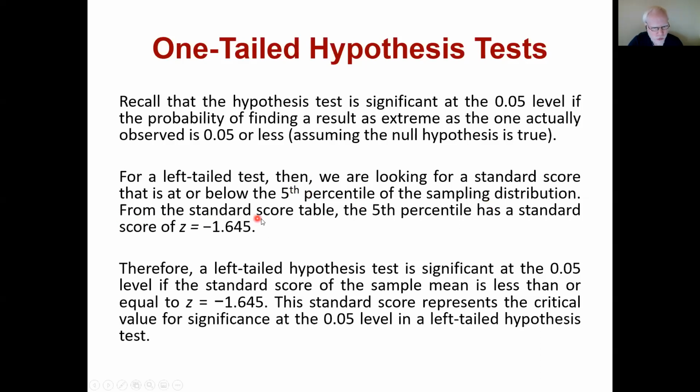From the standard score table, the 5th percentile has a standard score of minus 1.645. So therefore, a left-tailed hypothesis test is significant at the 0.05 level if the standard score of the sample mean is less than or equal to minus 1.645. This standard score represents the critical value for significance at the 0.05 level in a left-tailed hypothesis test.